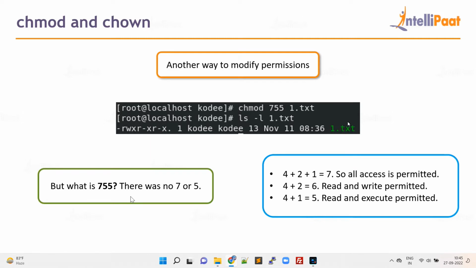So now you can see here, but what is 755? There was no 7 or 5 over here. So now coming over here, 4 plus 2 plus 1 is equal to 7. So all access is permitted. So that's what happened here in the first place, that is 7. Then 5, which is basically 4 plus 1 is equal to 5, read and execute permissions. So that's what was provided in the second and third options. But we did not use 6 over here. 6 basically provides read and write permissions and it does not provide execute permissions. So this is one more way to change it. One way is to use plus and minus, second way is to use numbers.